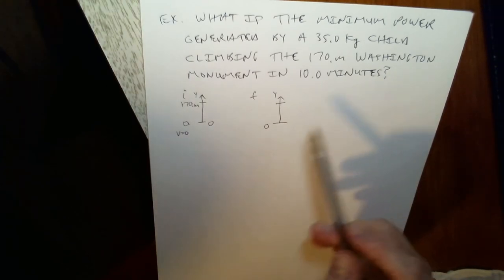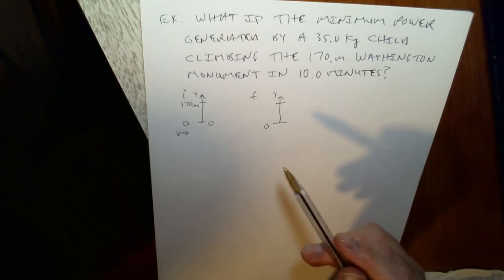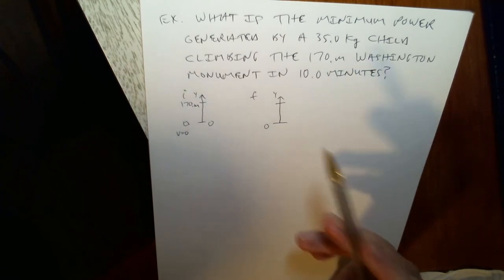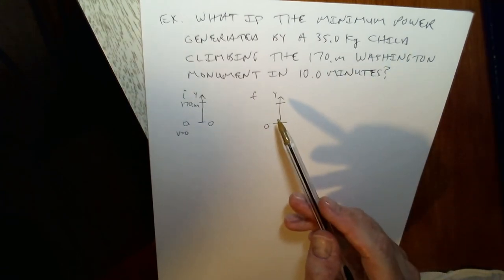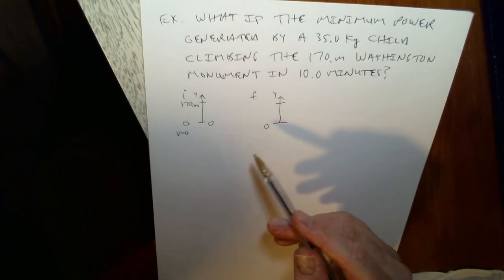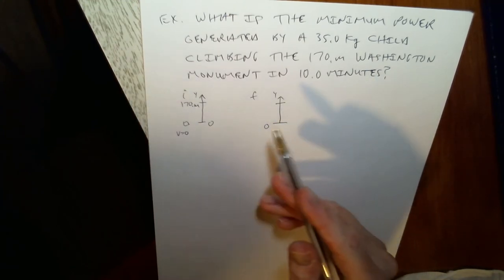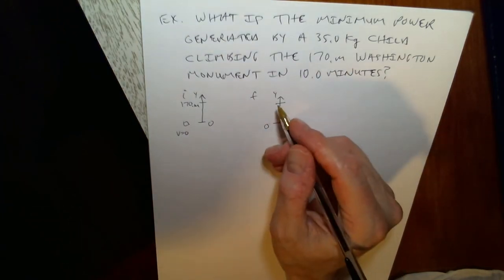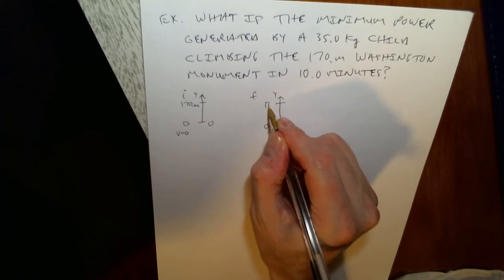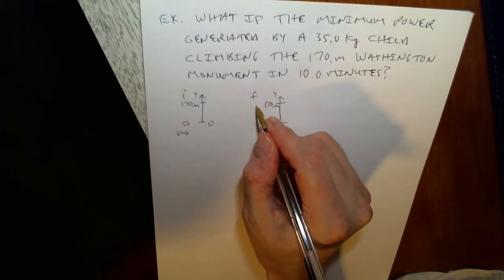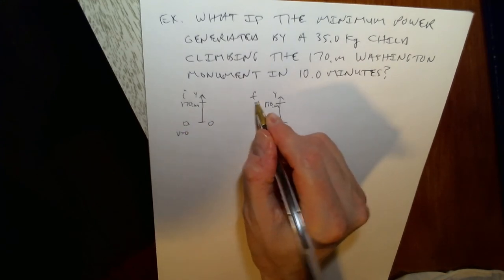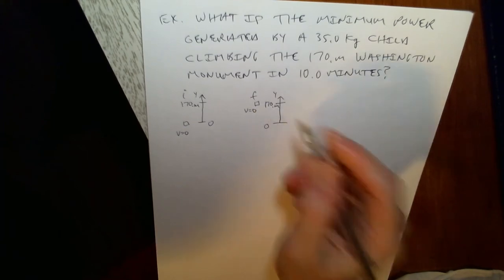Yes, so if the child's moving at the base of the monument, that movement has nothing to do with climbing the monument. In addition, if the child is moving at the top, that motion has nothing to do with the energy needed to climb the monument. So the final situation is the child at the 170 meters at rest. So here is the child in the beginning. In the end, the child's at rest at the 170 meters.